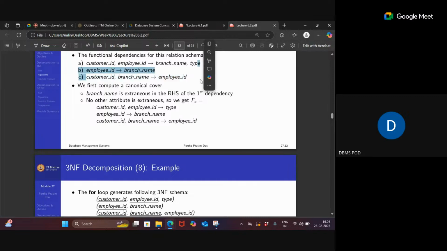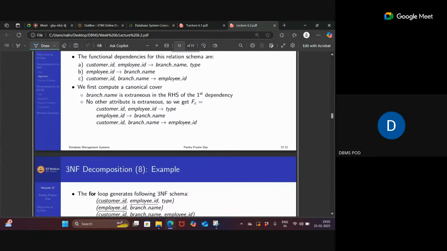How to find extraneous attribute? In order to find the extraneous attribute, what we will do? Here we have branch name and type, we'll just remove branch name or type and see whether it is redundant or not, just to make our dependency a single attribute. So if X determines A, here the same example, customer ID, employee ID, just check after removing branch name and see the closure of customer ID, employee ID. Are we getting branch name? Yes, we are getting branch name by using the other FDs we have. Okay, so we can remove this branch name, which is an extraneous attribute.